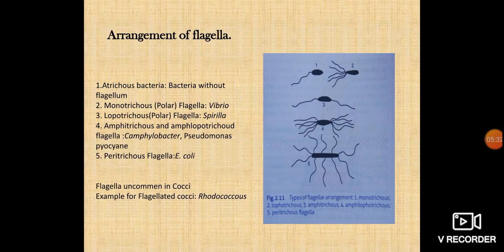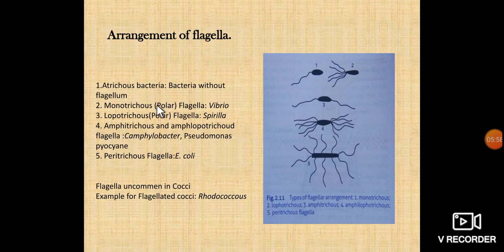There are different arrangements of the flagellum, so it can be classified into different types. One is atrichous, which means bacteria without flagellum. These bacteria are non-motile, they cannot move. That kind of movement is called Brownian movement.